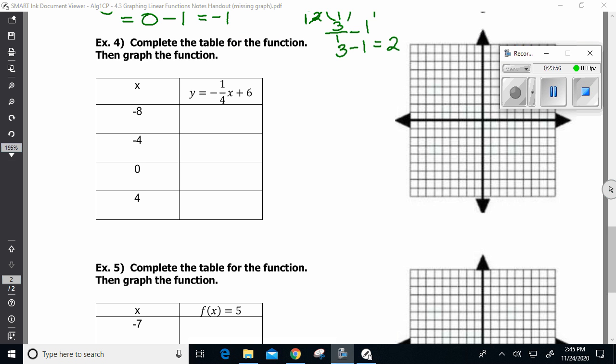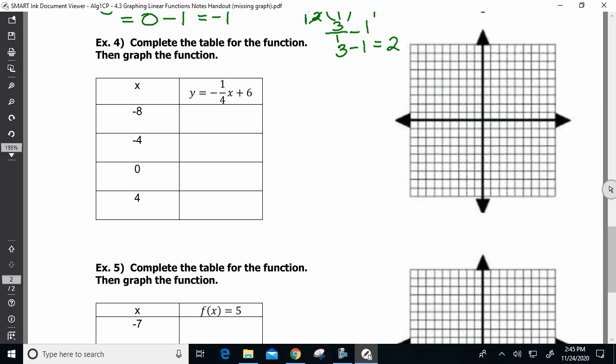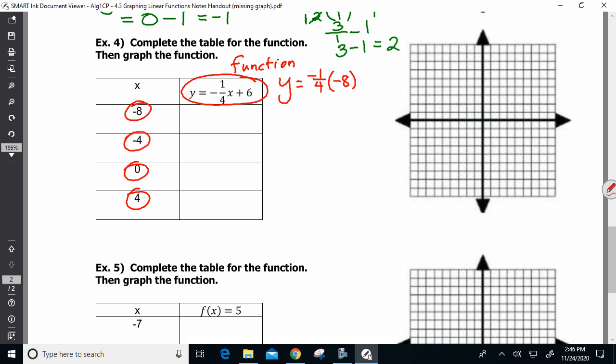So example 4. Here's our function, and again, here's our x values. We do the same thing that we had with example 3. Y equals negative 1 over 4 times negative 8 plus 6.